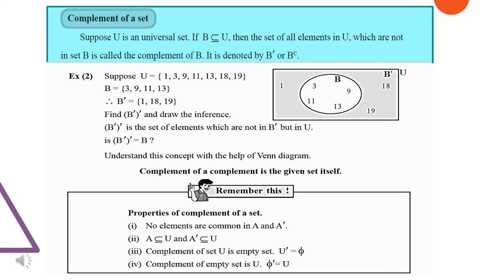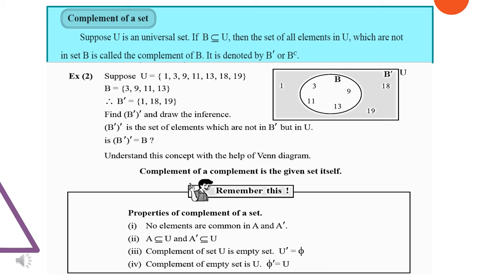Now, can you see they have also written B and a dash on top? That indicates B complement. So this is a complement set of B. So all the elements of the universal set. Which are the elements of the universal set here? 1, 3, 9, 11, 13, 19, 18, right? But now among these, which are the elements which are not present in B? Yes, there are only 3 elements, that is 1, 18 and 19. Now these elements are nothing but the complement of B.